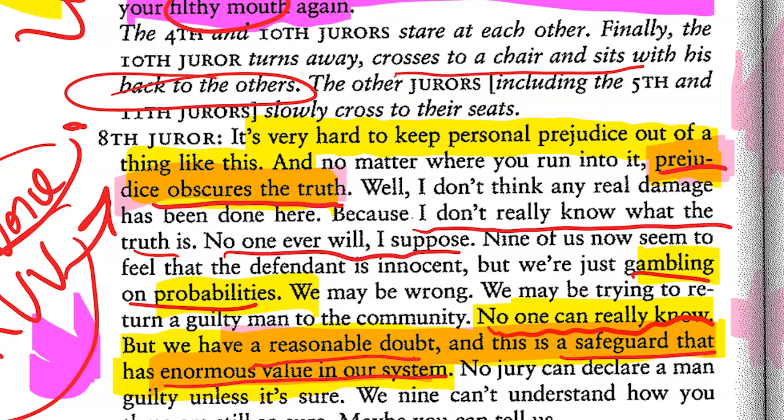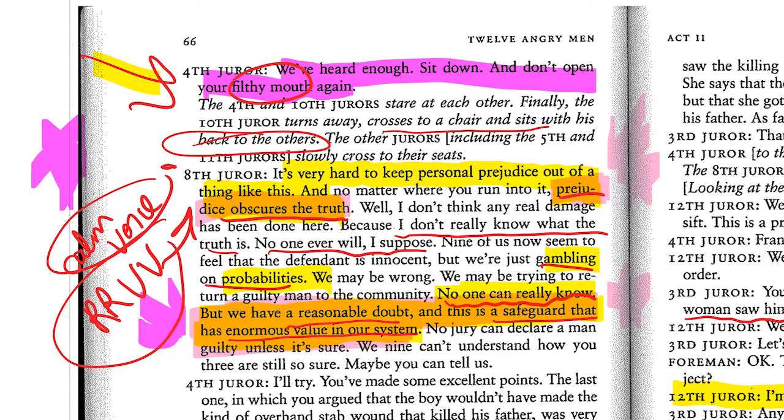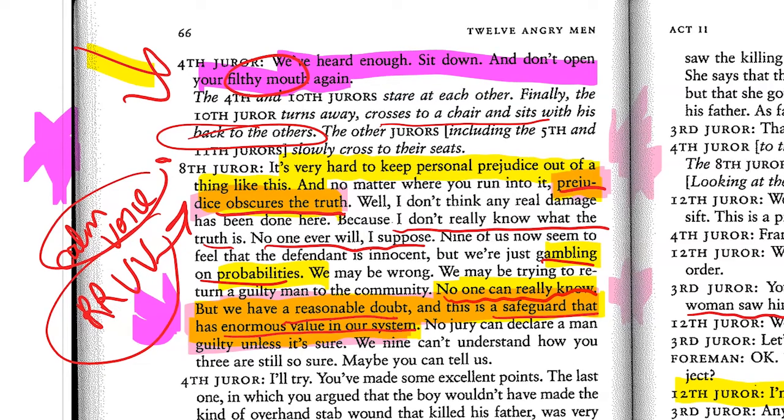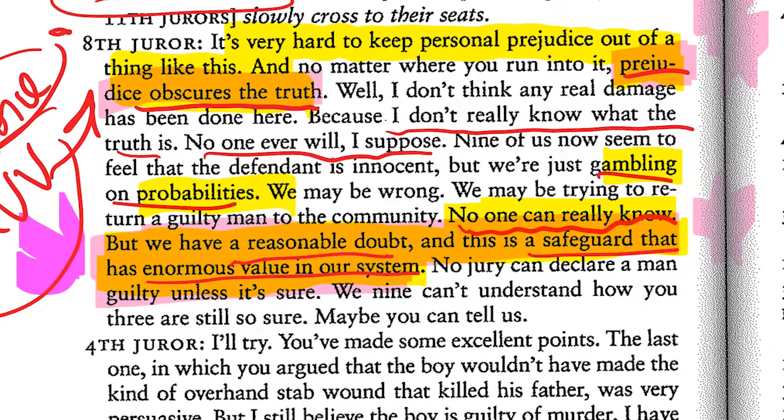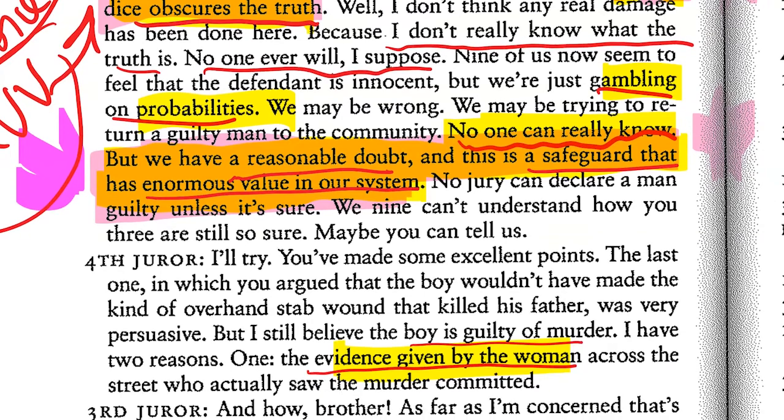We don't know what the truth is. We're gambling on probabilities. We may be wrong, but no one can know, but we have a reasonable doubt. And here is this beautiful moment where the authorial voice is, I think we have a reasonable doubt, and this is a safeguard that has enormous value in our system. And so it saves innocent people from going to jail, and it protects the judicial system from being corrupted, I guess.